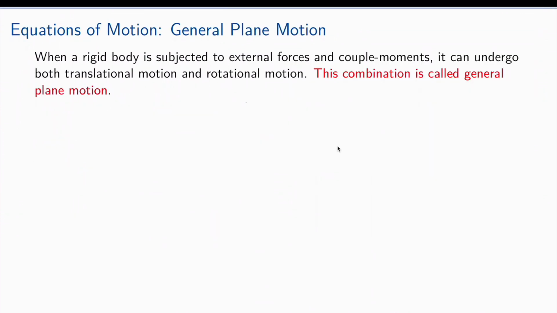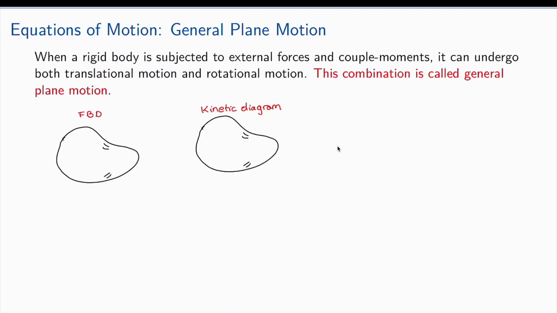When a rigid body is subject to external forces and coupled moments, it can undergo both translational motion and rotational motion. This combination is called general plane motion. So let's consider our body, and we have the free body diagram in which we can include the forces F1, F2, and F3, and it can have some moments, M1, M2, let's draw it in a different direction. We can also identify the center of mass G in both the free body diagram and in the kinetic diagram.